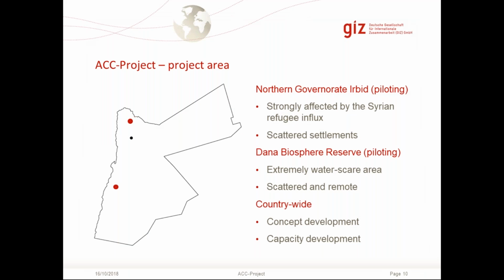The focus of our activities, the project area, is in the northern part, the northern governorate Irbid in Jordan, which is strongly affected by the Syrian refugees and talking about scattered settlements. And the other location is in the south, the Dana biosphere. And at the same time, we are doing other activities in regards to capacity development countrywide.